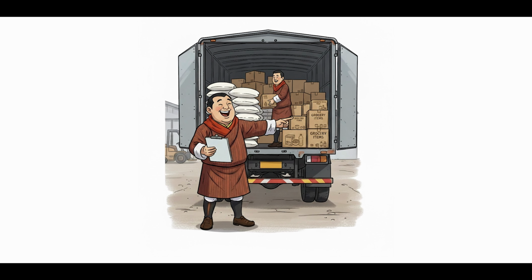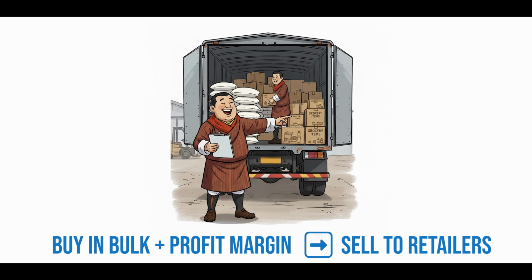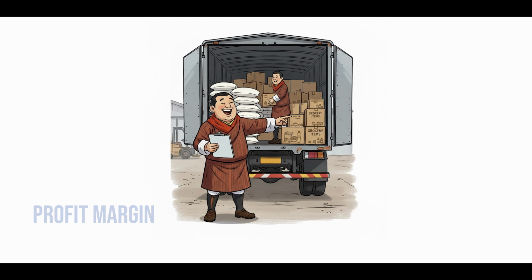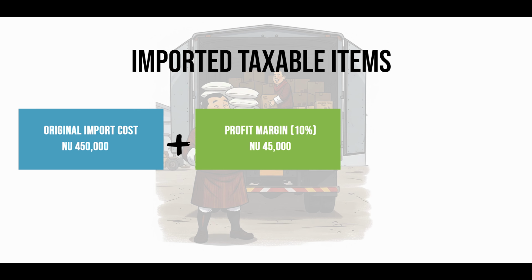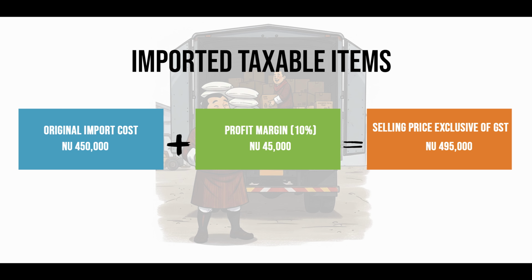Dragon Mart operates on a wholesale model: buy in bulk, add profit margin, and sell to retailers. Let's see how this works with their taxable inventory. Dragon Mart sold their imported taxable items with a 10% profit margin. Imported taxable items. Original import cost Nultrum 450,000. Profit margin, in this case 10%, Nultrum 45,000. Selling price exclusive of GST, Nultrum 495,000.